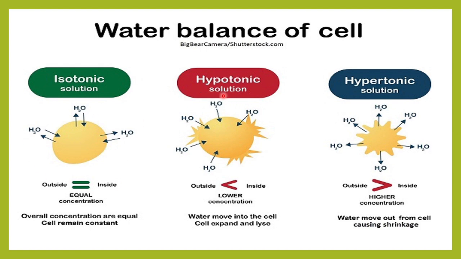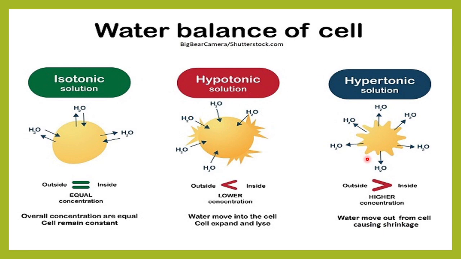Whereas in a hypotonic solution, you will see that the outside concentration is lower compared to the inside concentration of the solute. Hence what happens? Water will move into the cell because the concentration of the solutes is more inside. Whatever solvent is outside moves inside, and that will cause the cell to expand and then lyse. So that happens in a hypotonic solution, the cell expands and lyses.